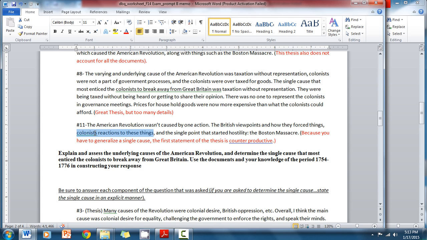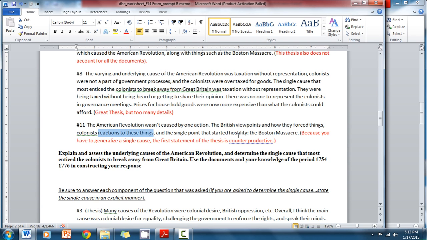The colonists' reactions to these things. Okay, what were their reactions? You need to be a little more descriptive here. So maybe you should say something like rebellious colonial actions or rebellious colonial reactions. That way, you're not just in a bland way saying, "Oh, the colonial reaction started the revolution." Well, what were those reactions? Were they hostile? Were they violent? Were they vengeful? What kind of reactions?